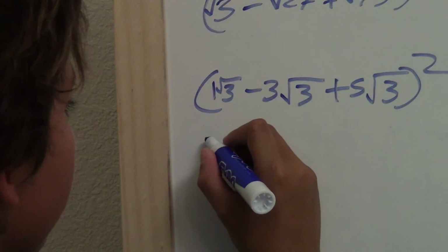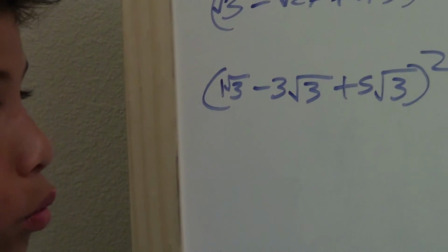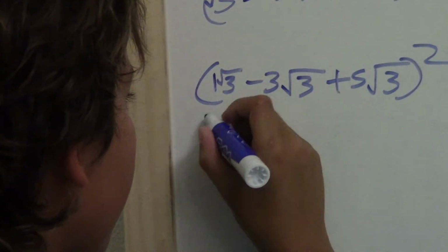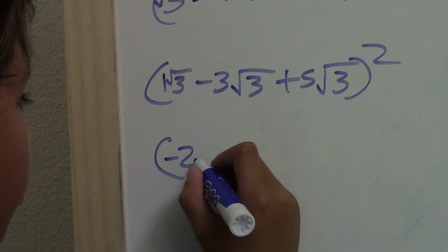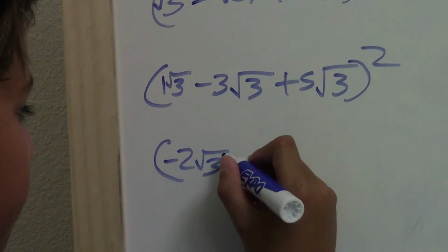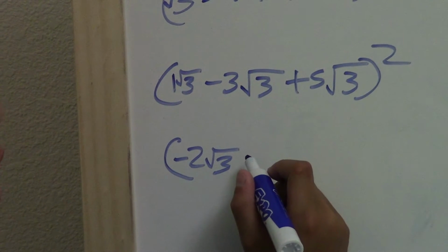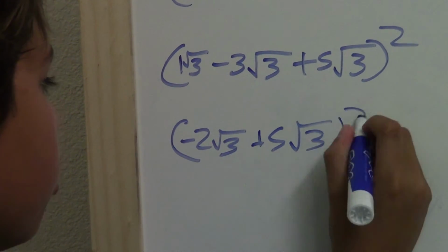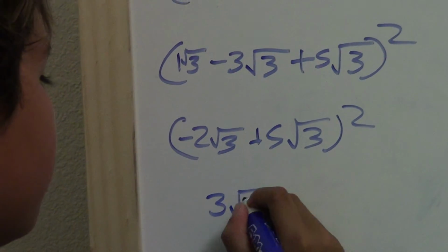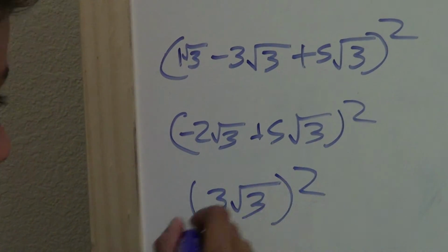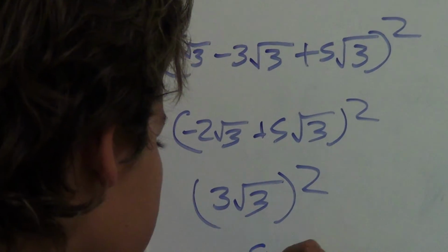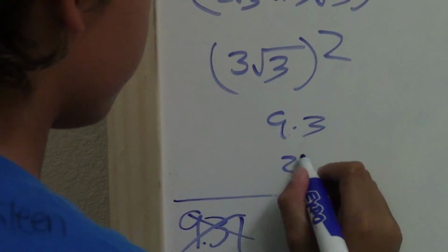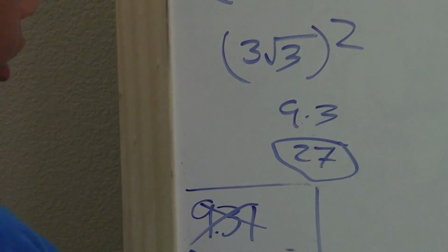Okay, so let's continue. 25 times 3 equals 75. Yeah, right here. So when you subtract that, that will be negative 2 times the square root of 3, plus 5 times the square root of 3, all squared. And when you do that, that would be 3 times the square root of 3 squared. And we're not done yet. We still have the squared, so make sure you got that. 3 squared is 9, 9 times 3, and that equals 27. 27 is our answer.